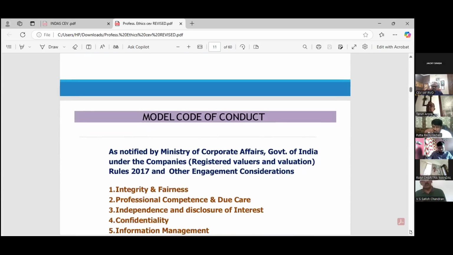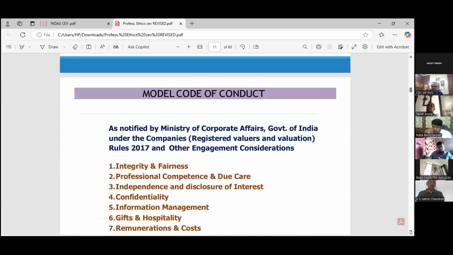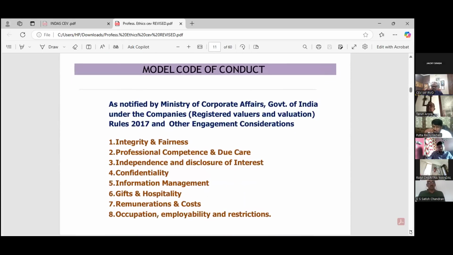Then the model code of conduct. We have different types of model code of conduct. This model code of conduct is very important, because from here they will generally give the question. It is as notified by the Ministry of Corporate Affairs, Government of India, under the Companies (Registered Valuers and Valuation) Rules, 2017 and other engagement consultation. How many model codes of conduct do we have in total?